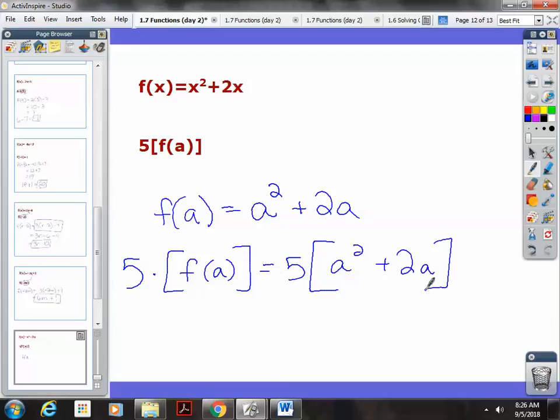So 5 times a squared plus 2a. What would you do with 5 outside of a bracket or a parenthesis? We're going to distribute. 5 times a squared is 5a squared. 5 times 2a is 10a. And that's all I could do with this problem because I don't have like terms.